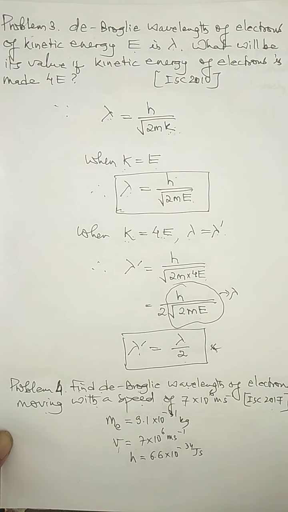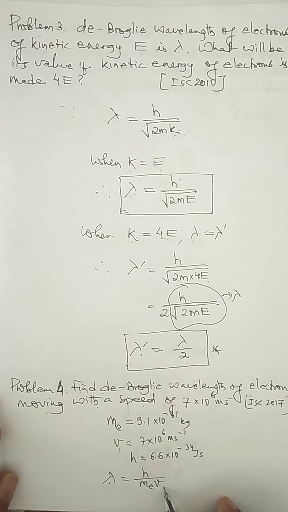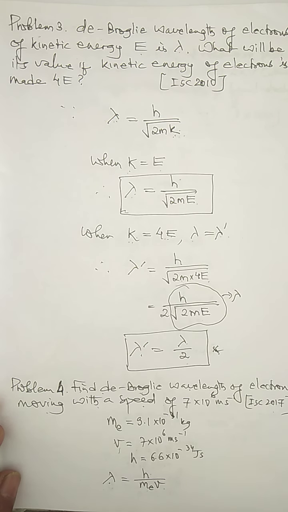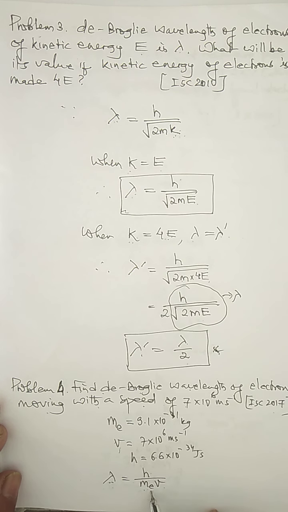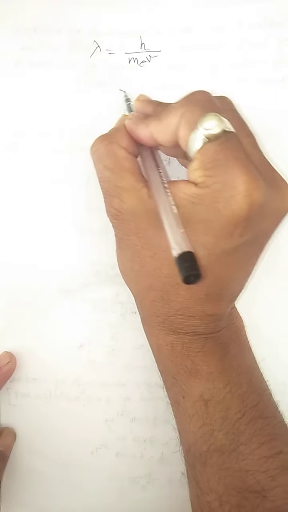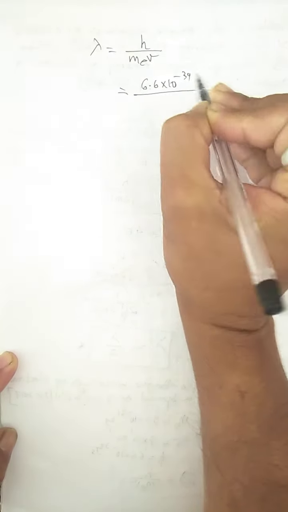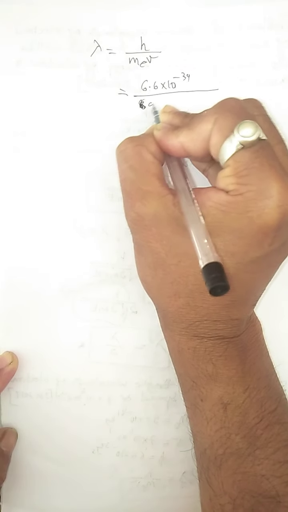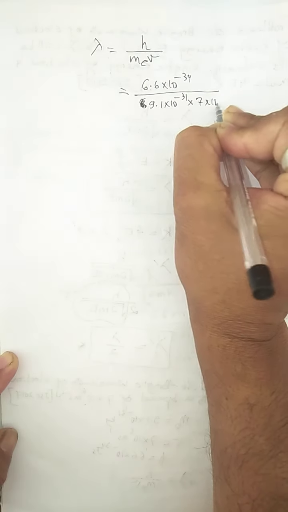Now to calculate the de Broglie wavelength of an electron, we have a formula, and the formula is lambda equals h by m_e v. So what is the expression to measure the de Broglie wavelength of an electron? Wavelength lambda equals h by m_e v, where m_e is the mass of the electron and v is its speed. Let me substitute the values and calculate. The value of h is 6.6 into 10 power minus 34, divided by m_e, that is 9.1 into 10 power minus 31, into the speed, 7 into 10 power 6.